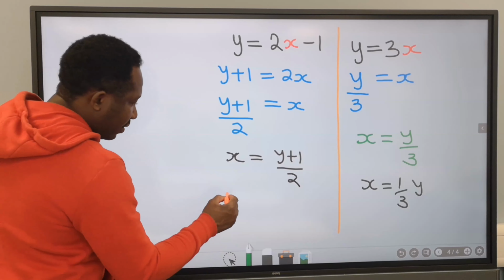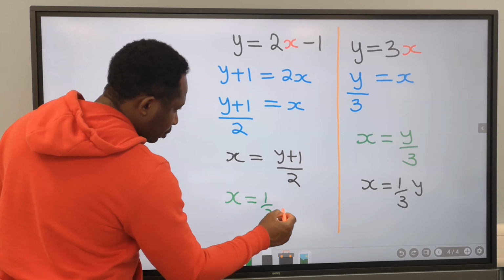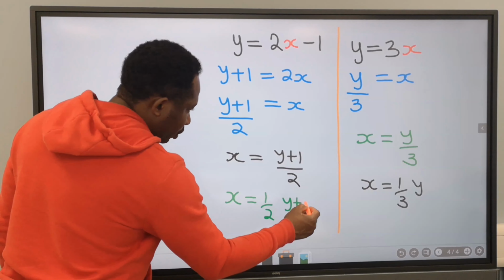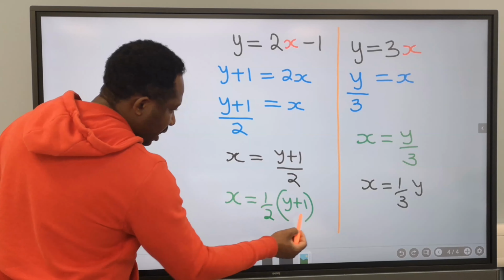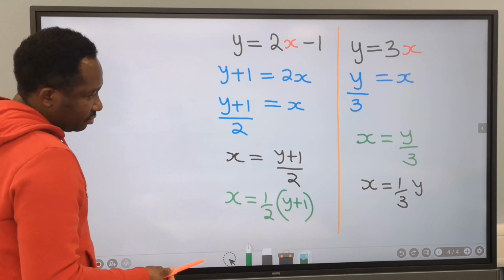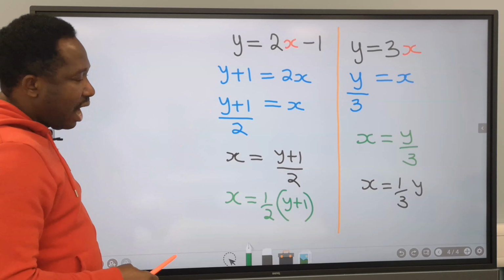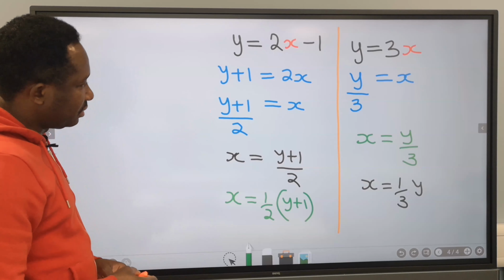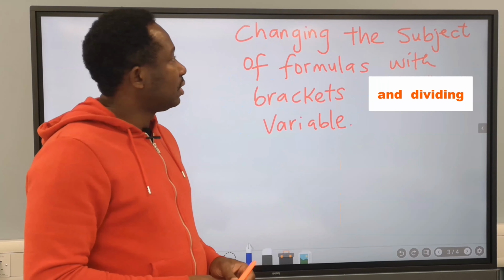I can also rearrange this as x is 1 over 2 times y plus 1. I'm going to put this in brackets because this is multiplying everything. This, and this are all the same thing. And this is our answer.